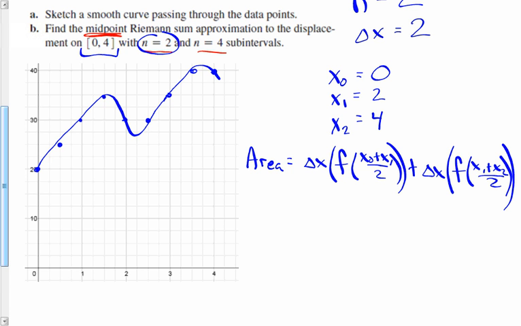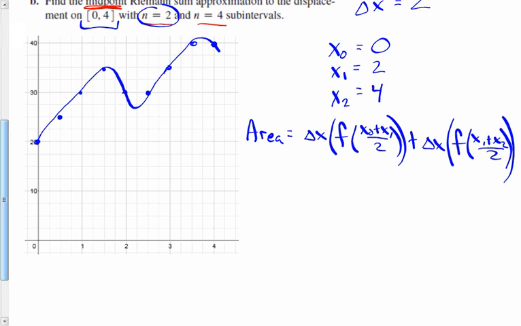Do you have to write this notation every time? I don't think so, but I think it's worth getting used to what that's going to look like. I think that's going to give us a little bit more help as we move towards section 5.3.